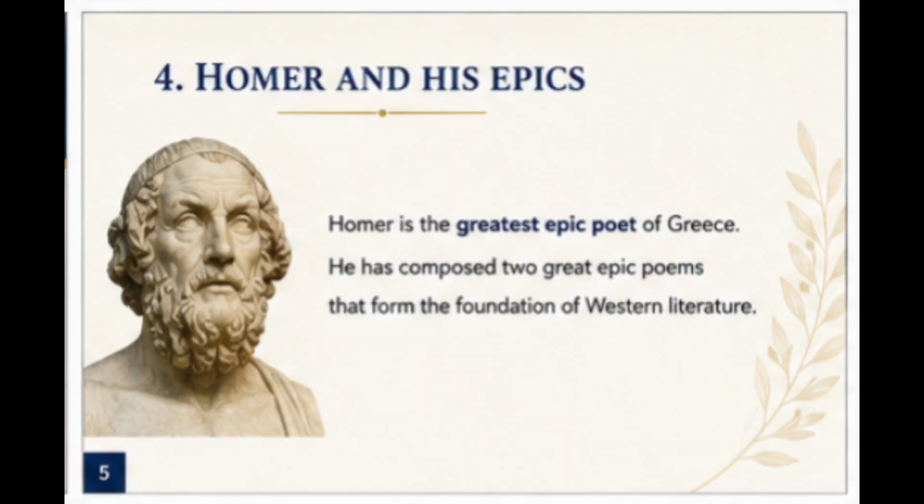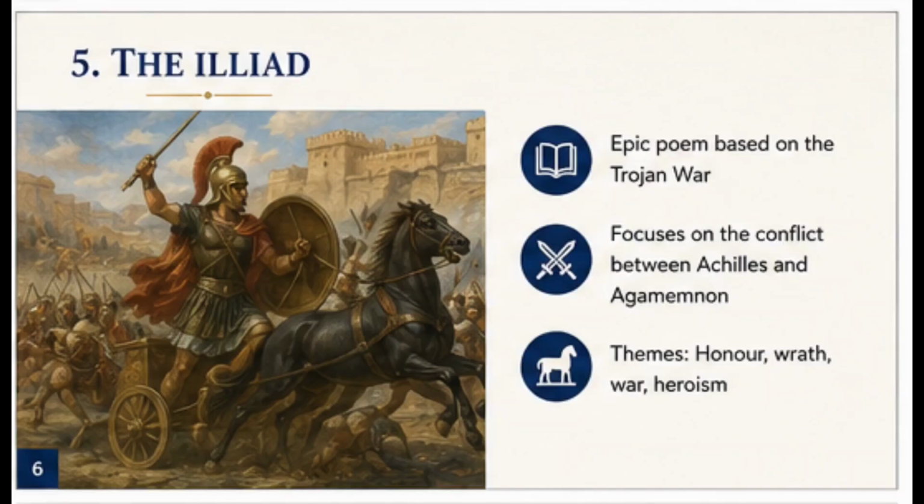Homer, he was a blind poet, and his important works are the Iliad and the Odyssey. The Iliad is actually an epic poem based on the Trojan War. It focuses on the conflict between Achilles and Agamemnon.